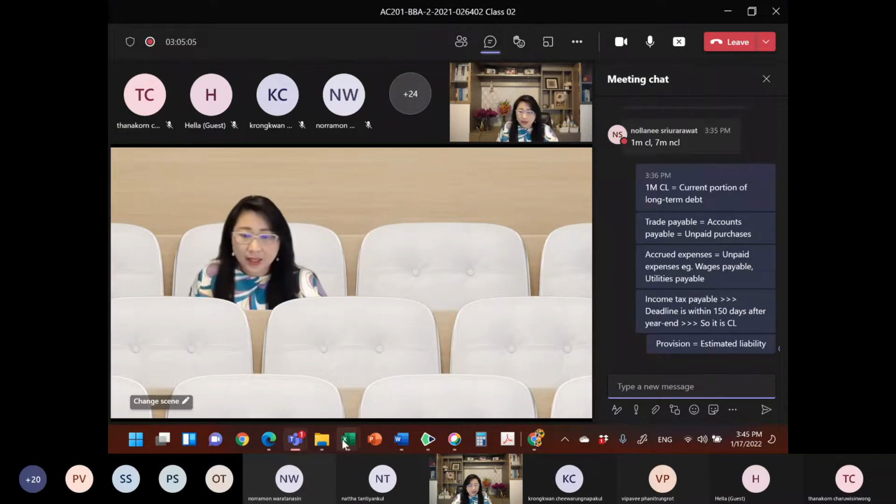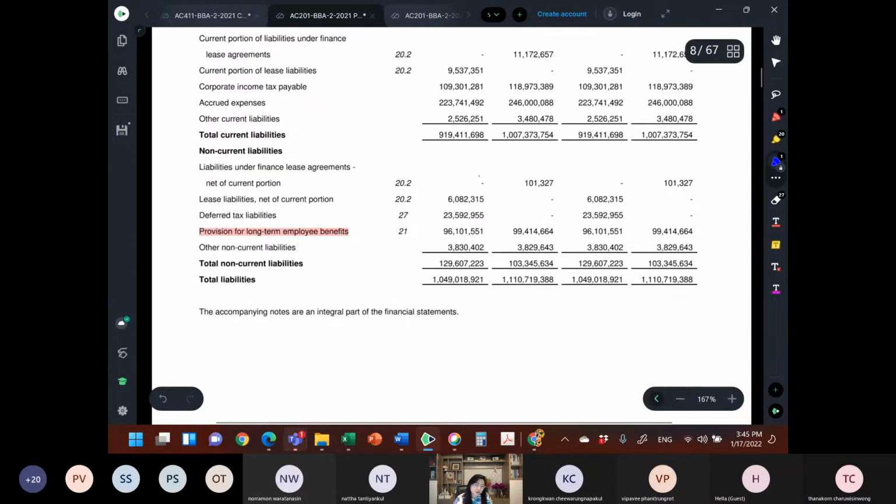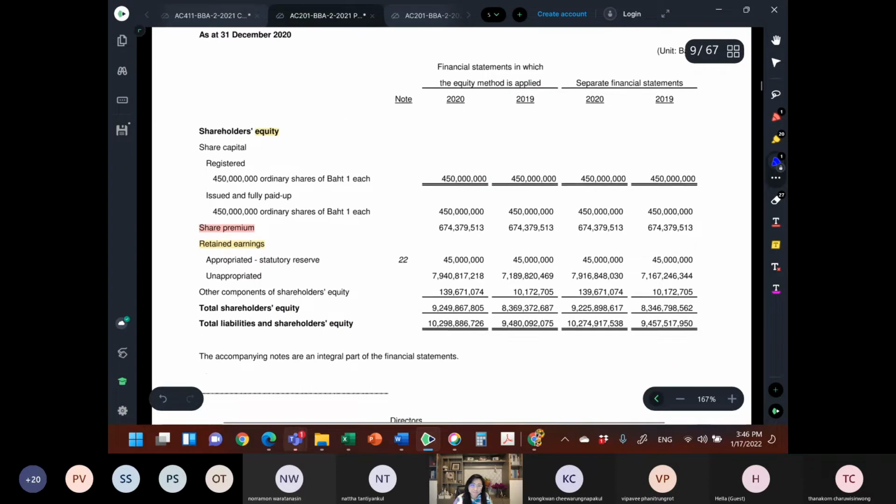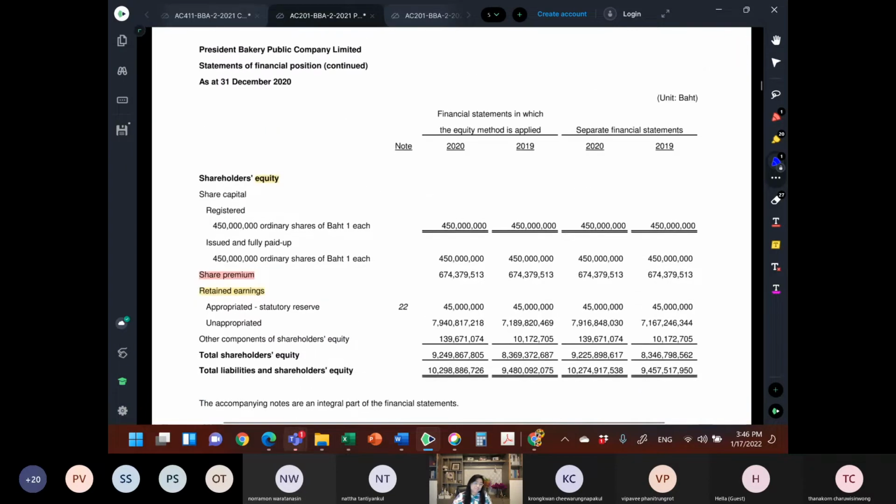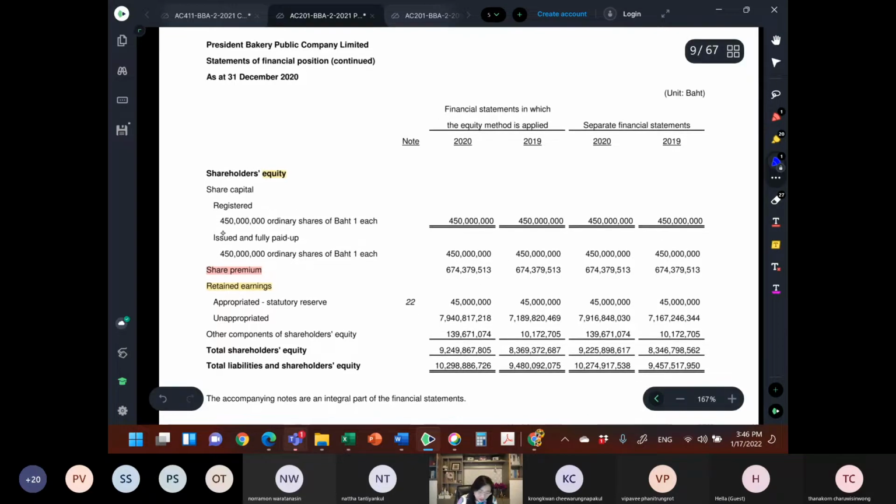So now let me move along to the third element, which is equity. All right. For the equity, remember at the starting of this class, I talked about 450 million shares, remember? So this is 450 million shares, right? And then you multiply that by the par value of 1 baht. So this is what you get.